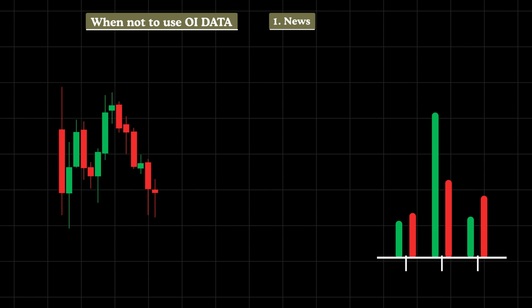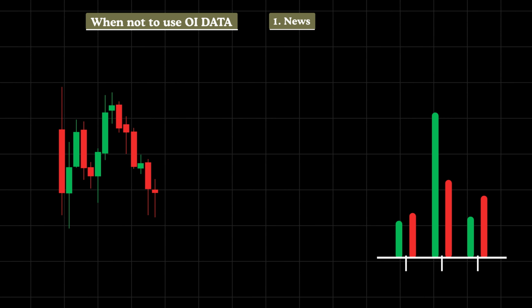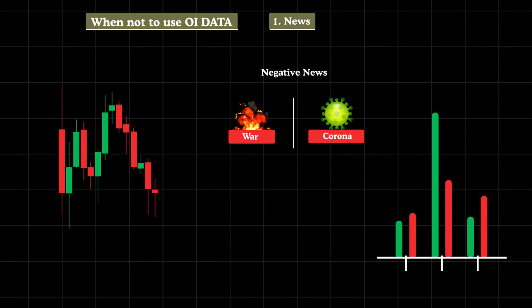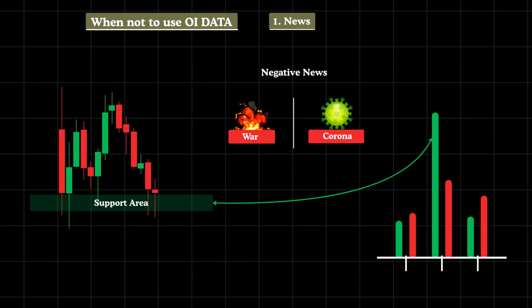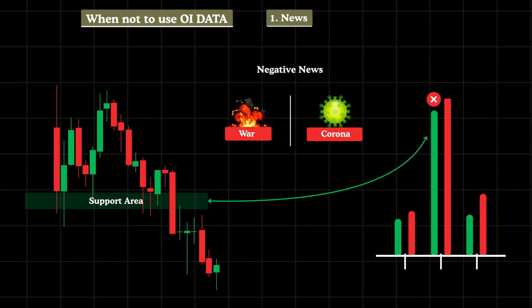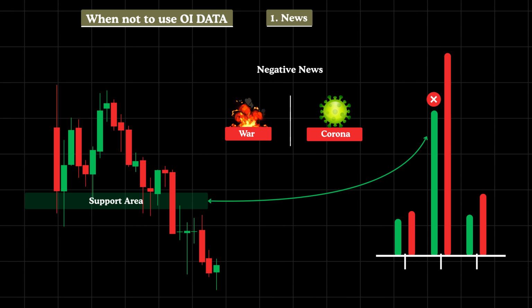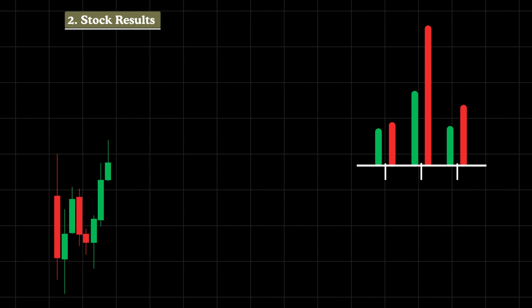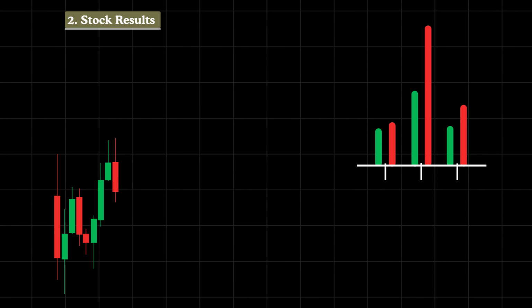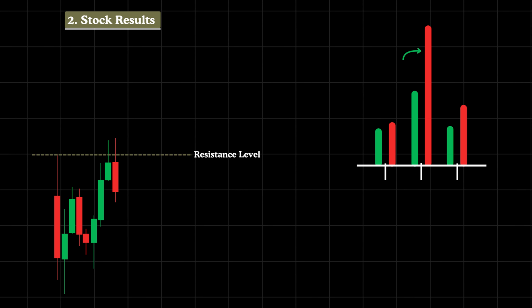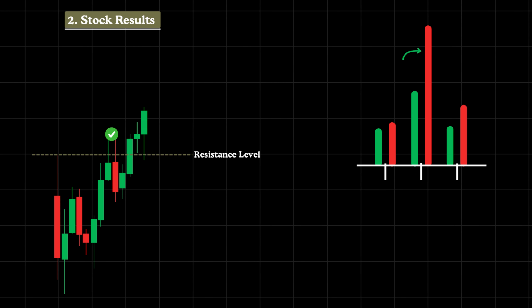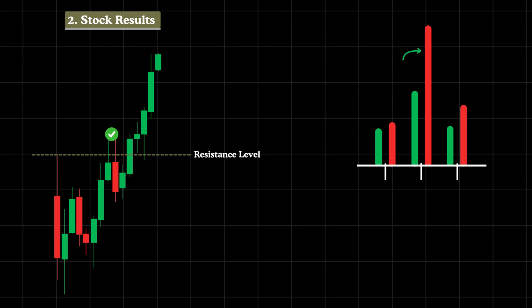Point number 1. If negative news appears during or before trading due to war or diseases like the coronavirus, the support level shown in open interest on that day can fail, and this creates panic in the market, which is why the price keeps falling steadily. Point number 2. If a stock's annual results are positive, and a resistance level already exists on the chart based on open interest data, there is a greater likelihood of it breaking. So, you should avoid entering a short position here.